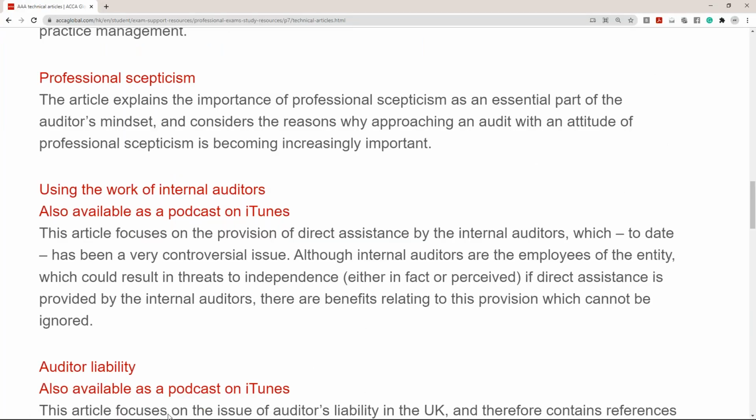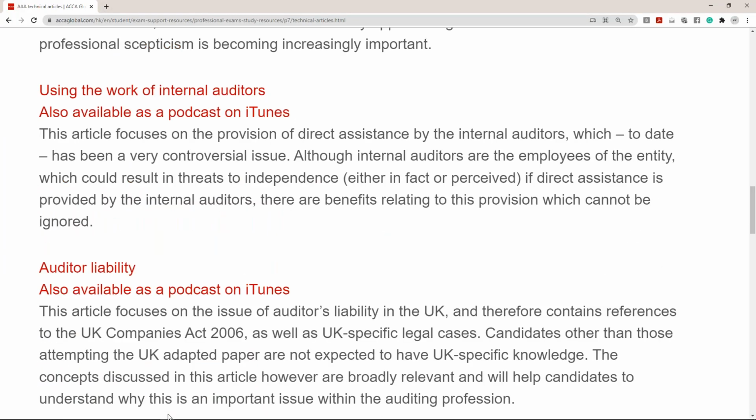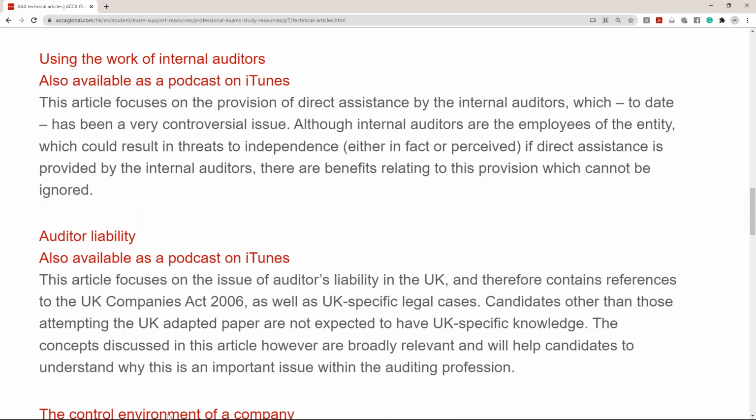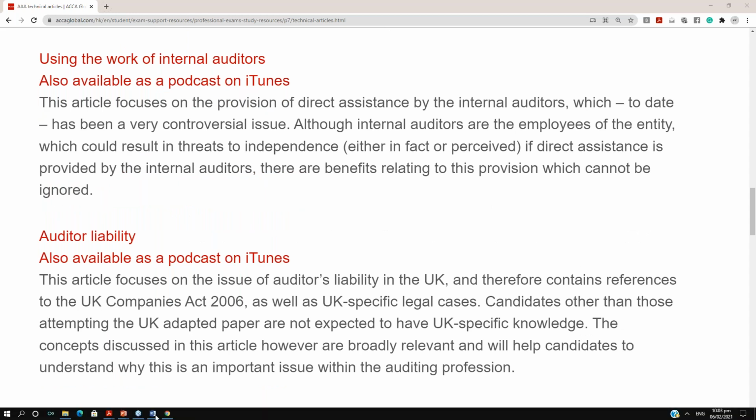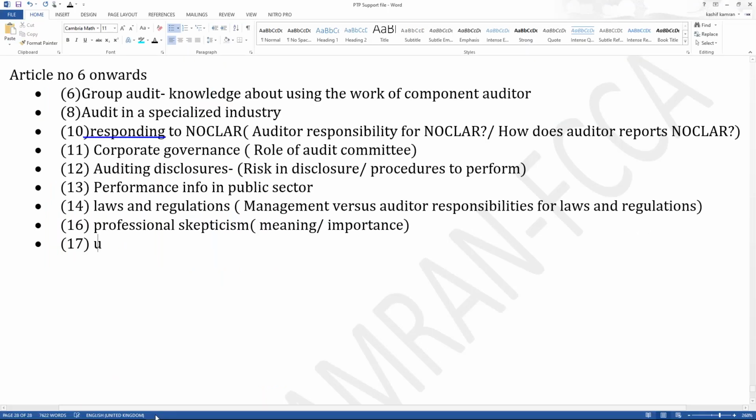The 17th article, yes, using the work of internal auditors. I've already included that in my day 5, using the work of internal auditors. Wonderful article. It tells you how you use the work of internal auditor. I hope you know the mechanism of using the work of internal auditor from even a AA paper.